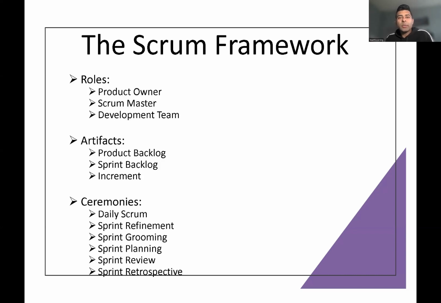So now we're going to talk about the Scrum framework. Who are the parts of the Scrum framework? Roles are product owner, Scrum master, and development team. Development team basically is developers, QAs, and architects. Artifacts are product backlog, sprint backlog, and increment.